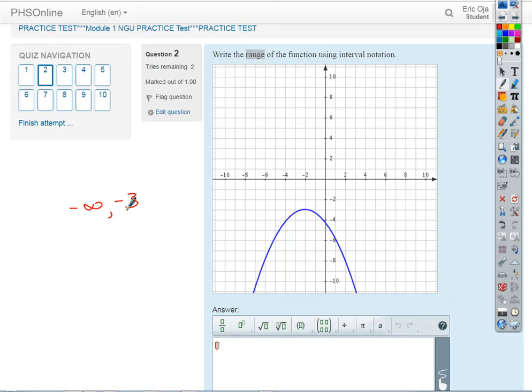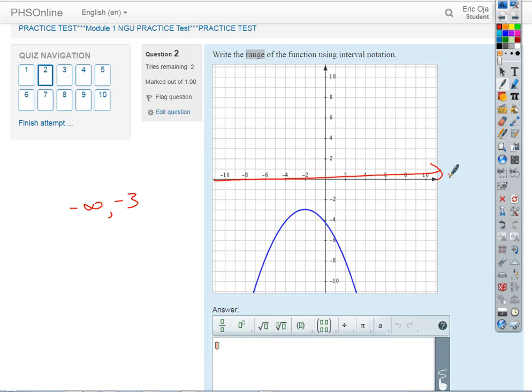It would be wrong. Yeah, because if you switched them around, that would be like saying y is greater than -3 and less than negative infinity, which doesn't make any sense, right? It has to be like a number line. Think about a number line. A number line goes from small values to big values, left to right. So it's got to match the direction of the number line, okay?